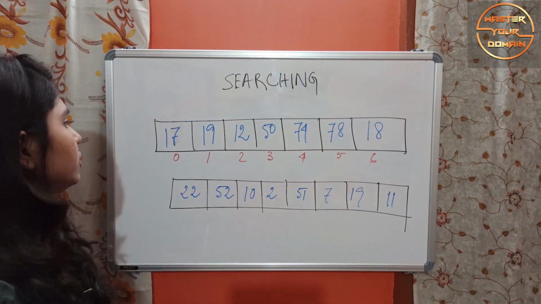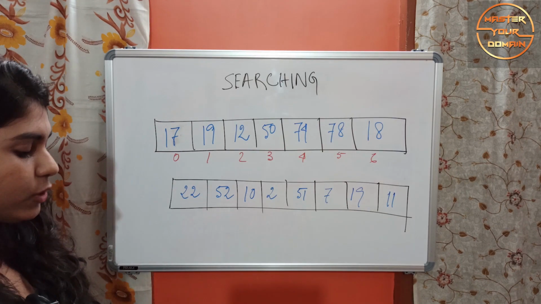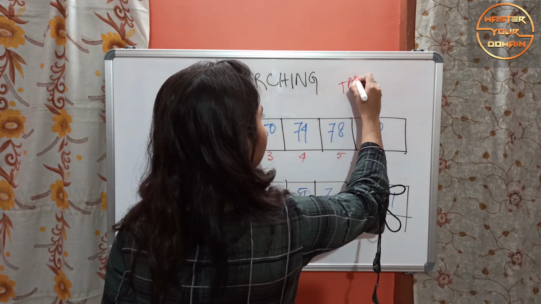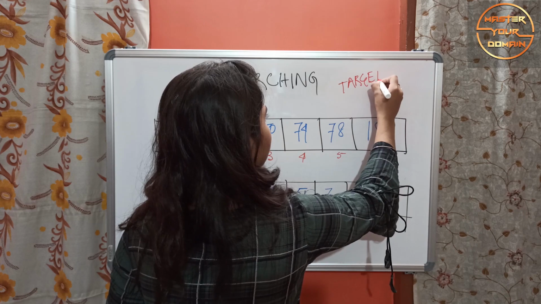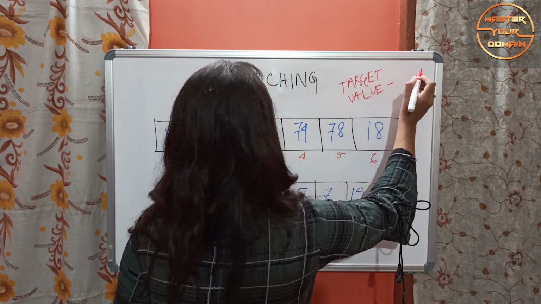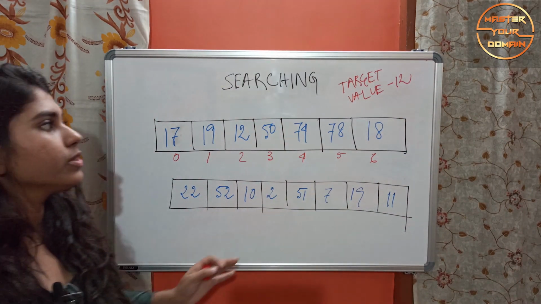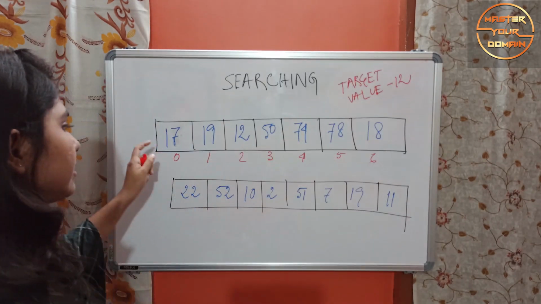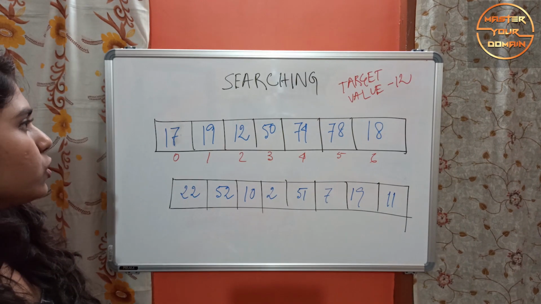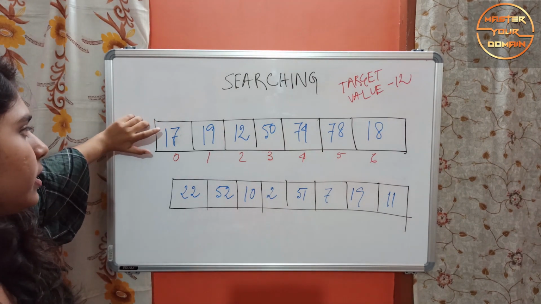So we have two integer arrays and we need to find a particular value. So the target value is say 12. Fine. So we need to find out whether 12 is present in these two arrays or not. So let's search in the first array. The first element of the first array is 17. So this is not 12.